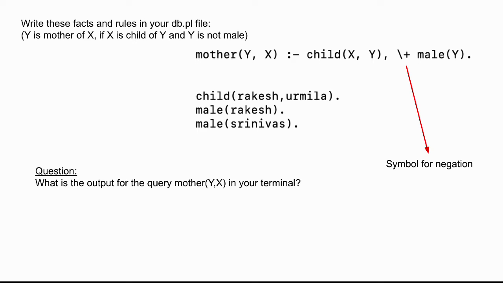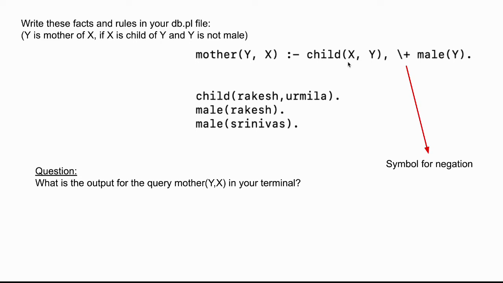So now let's see what happens when we try out negation. Take these facts and write this in your db.pl file, and then in the terminal give the query mother capital Y comma capital X, and of course you need to put a full stop over here, and then try it out. Take a pause, try it out and see what you get, and then get back to this video. Here rest everything is same, but what you're doing is that you are putting a negation over here. So what does this rule mean?